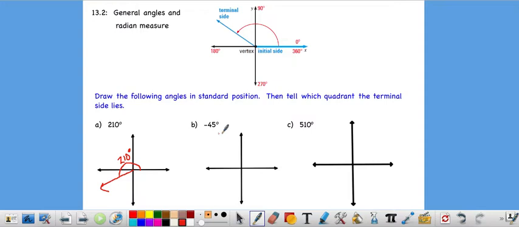Now, if you have a negative angle, instead of going counterclockwise, you just go clockwise. You go down from the x-axis. So 45 degrees down would be like this. It's negative 45.